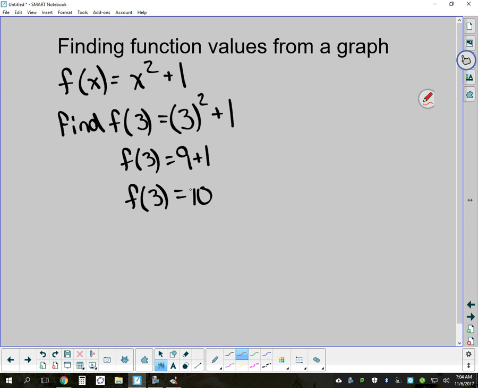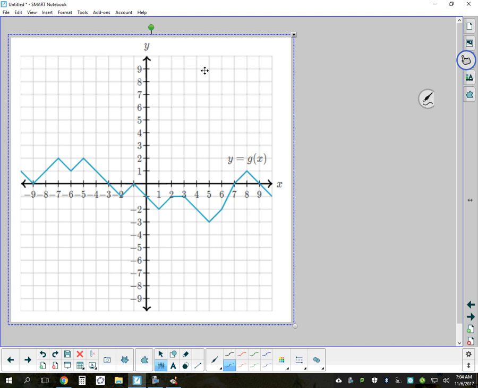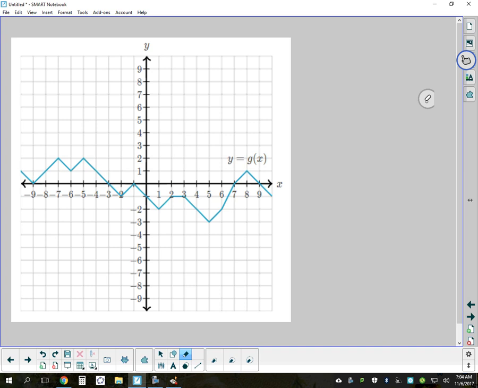Okay, what I want to do is figure out how to find this answer looking at the graph of your function. So here's a graph. It is the graph of g of x. And let's say we are asked to find g of 7. Well, if you remember what this value really represents, it's your x value, right?